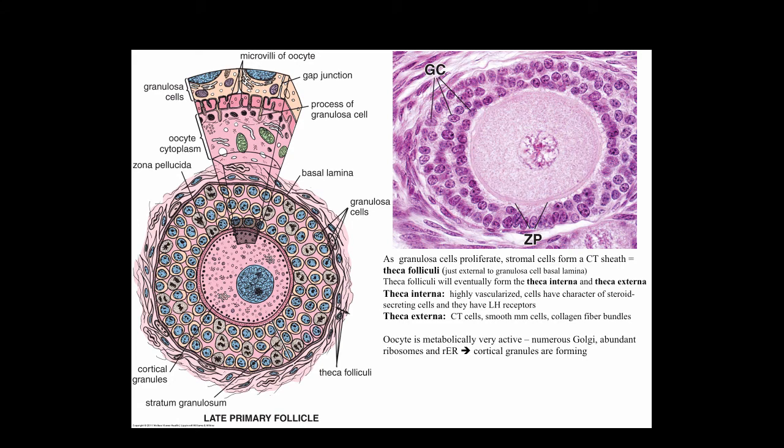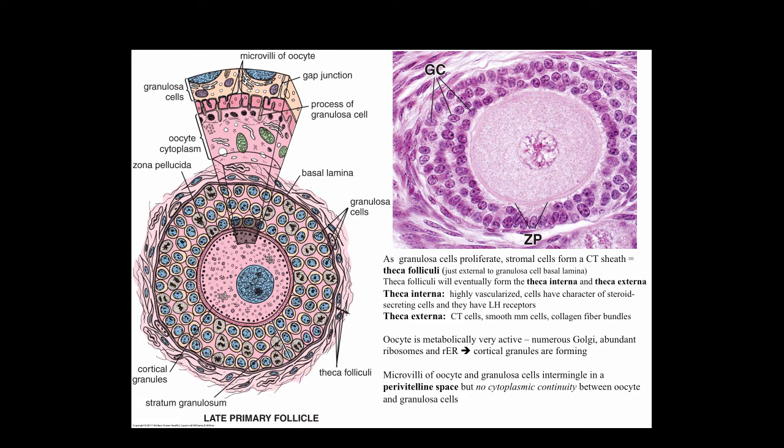The oocyte at the late primary follicle stage is metabolically very active. There are numerous Golgi, there are abundant ribosomes, and this is when you begin to see the formation of the cortical granules. Here in the histological image you can see a profile of the nucleus in the plane of section. You can see nucleoli, and you can clearly see the chromatin spun out into this relaxed diplotene configuration, again suggesting that there's active transcription of ribosomal RNA off of these diplotene chromosomes, at least on the ones that are coding for the nucleolar organizer regions.